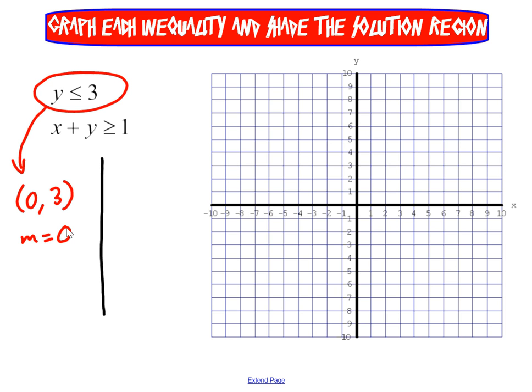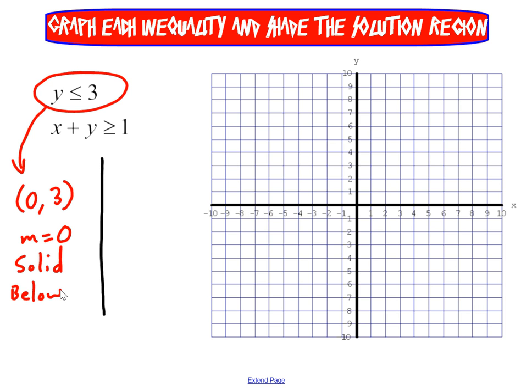Now, the next part I'm going to do is use the inequality here. So our line should be solid because it has an "or equals to" sign. I used the chart from the page before. And we should be shading below the line because it is a less than sign. So let's go ahead and actually do that.